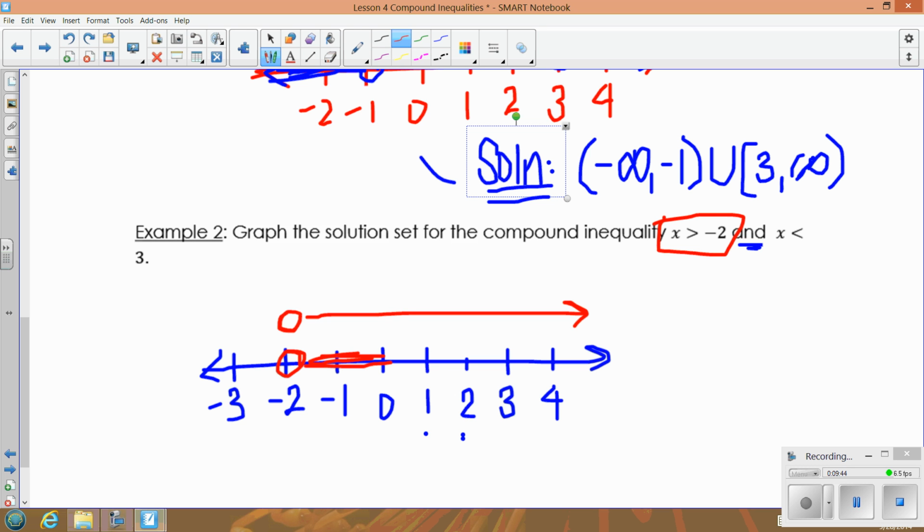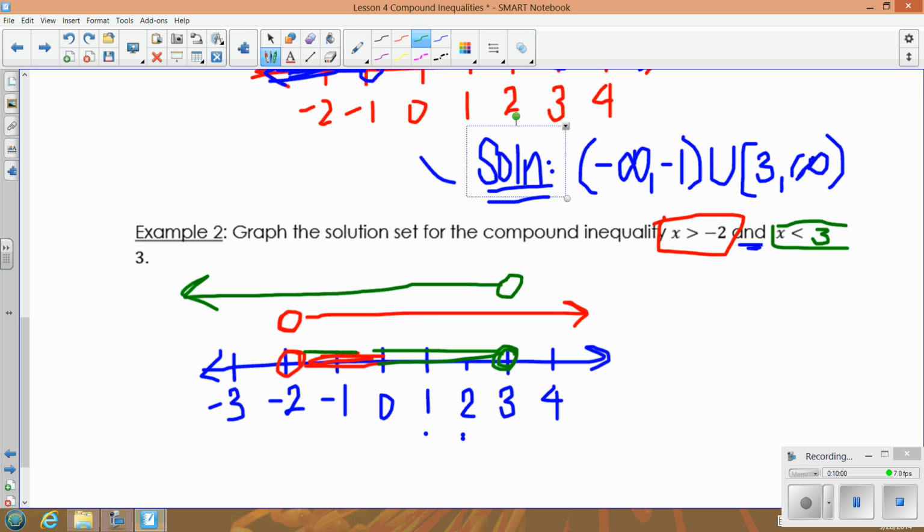So if you envision this up here, I know that I'd be shading to the right for that first inequality. If I look at the second inequality, I'd be starting at 3 and I'd be shading to the left. So your solution, when you're looking at this, is going to be where your 2 inequalities overlap. So my 2 inequalities overlap right in this region here.